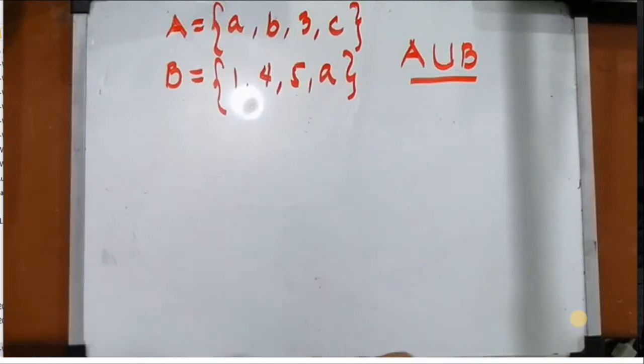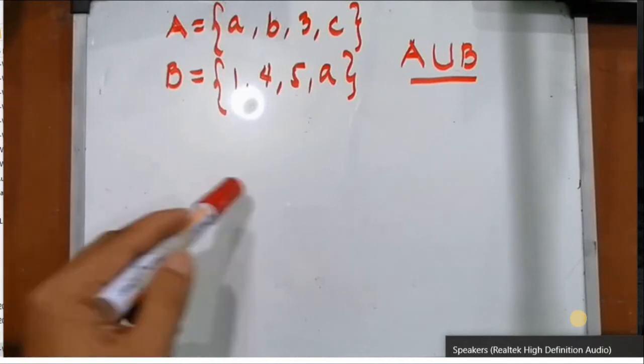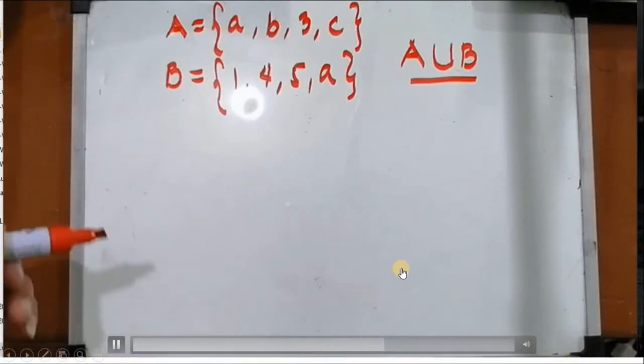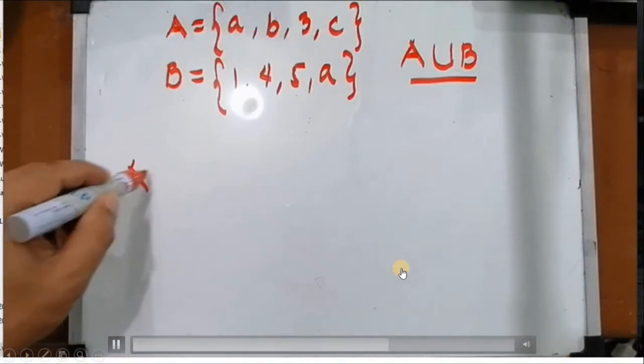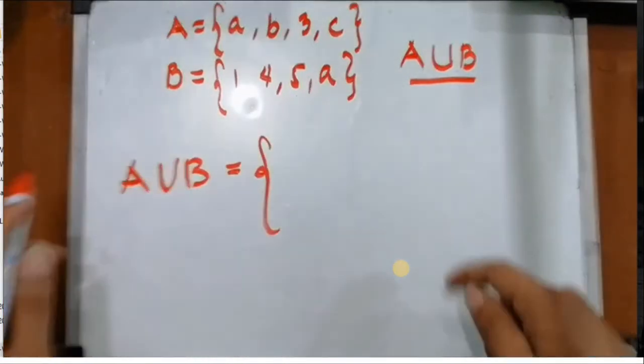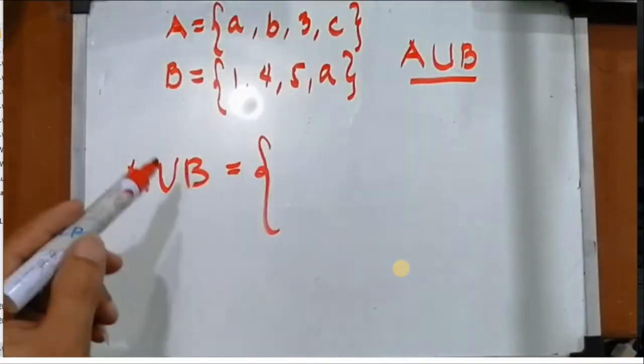So again, when we say union of two sets, it is a combination of all the elements in a set. So therefore, we're going to combine all the elements of B and A. So A union B is the combination of all the elements of A and B.